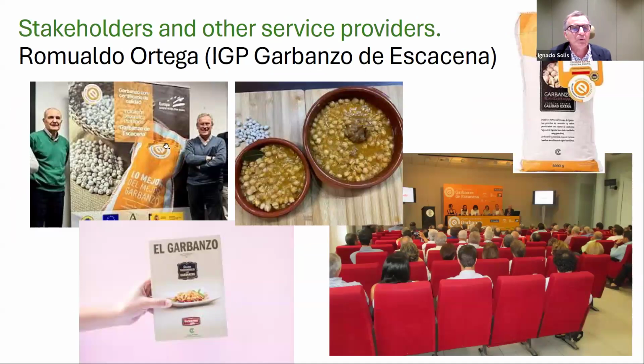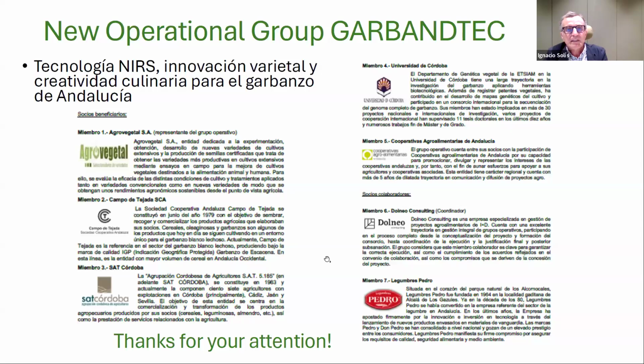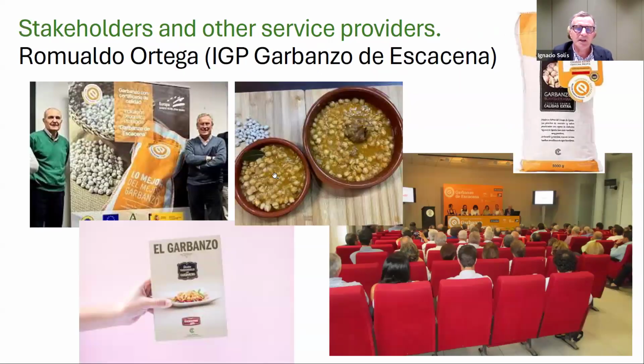And the last talk was made by Romualdo Ortega, who is a seed producer and also a chef with a lot of expertise cooking different types of chickpeas. He talked about the protected geographical indication Garbanzo de Escacena, and to finish the meeting, he prepared three different plates: a salad with chickpeas, a dish called potaje, and the third one was a dessert made with chocolate and chickpeas.